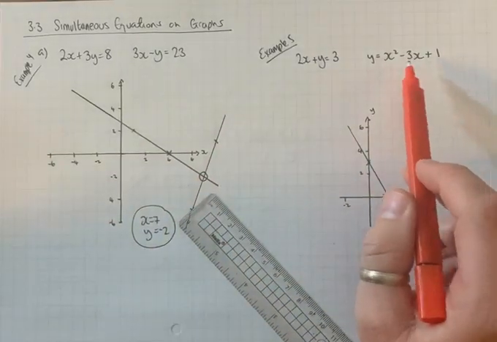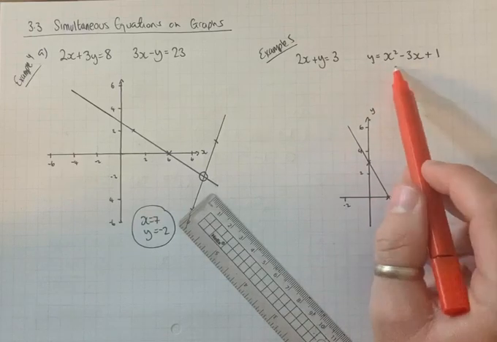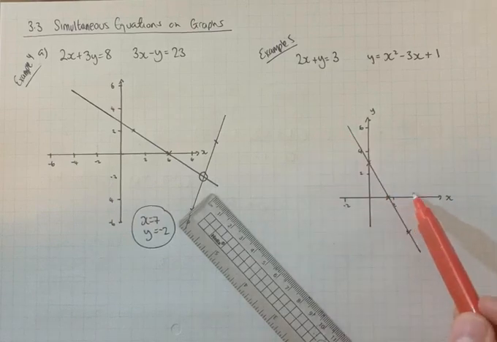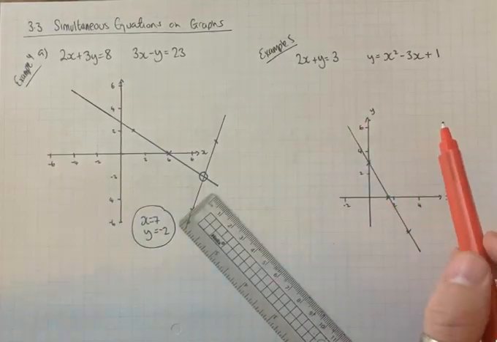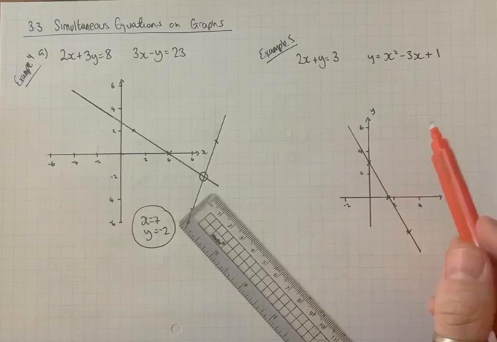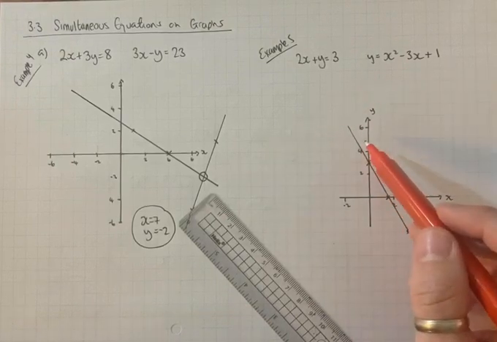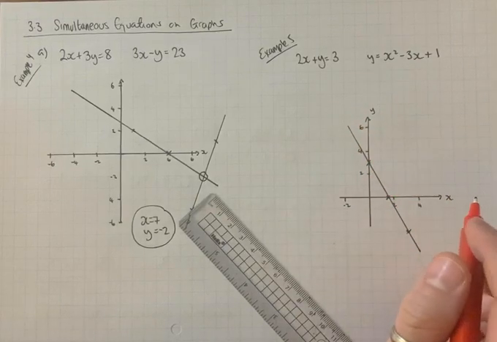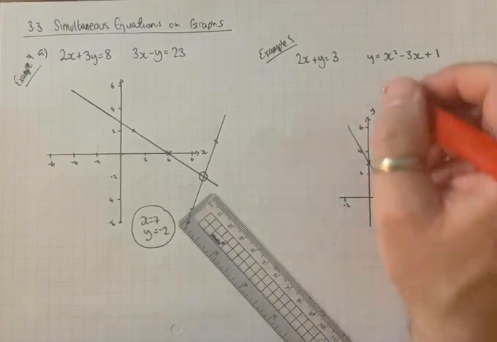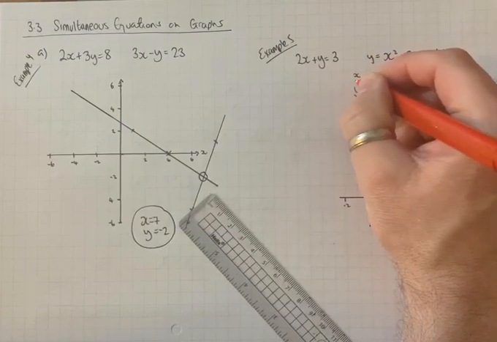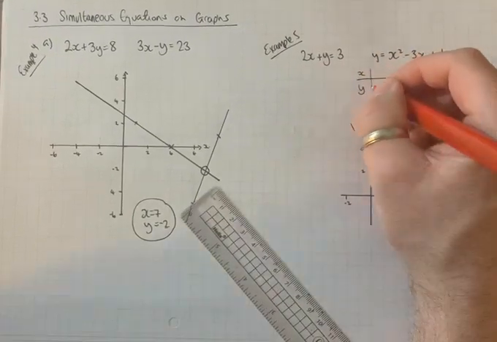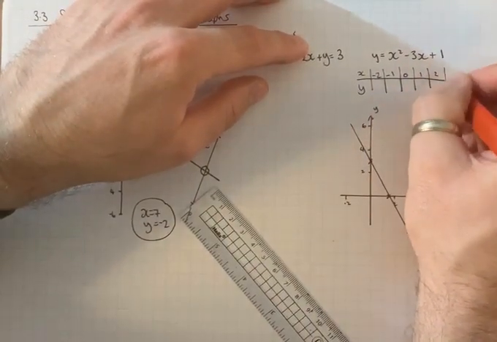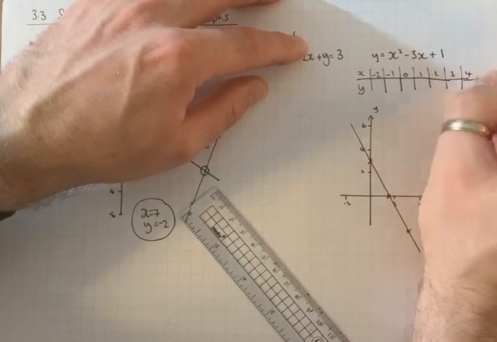Now we know the general shape of this quadratic. It's going to be a smiler, going through at 1. We could work out where it crosses the x-axis by solving it, but I don't think they're going to be very pleasant solutions. So I think with something like that, we're probably better off going for a table of values, say from minus 2 to 4: minus 2, minus 1, 0, 1, 2, 3, 4.